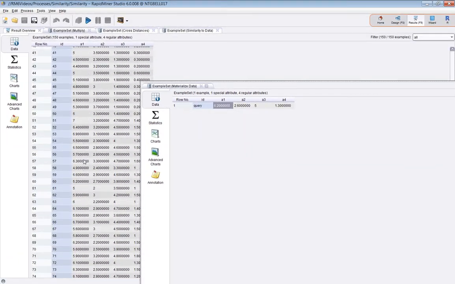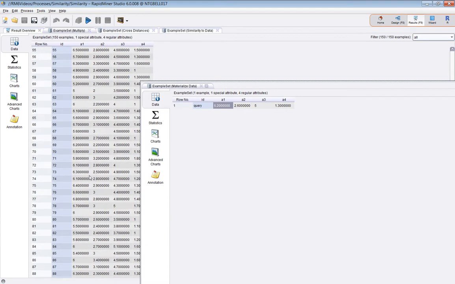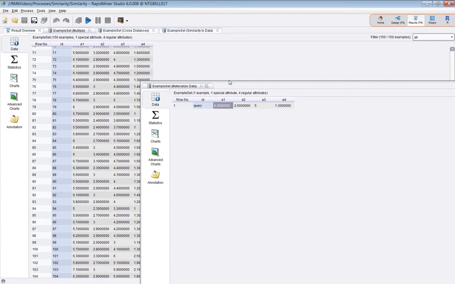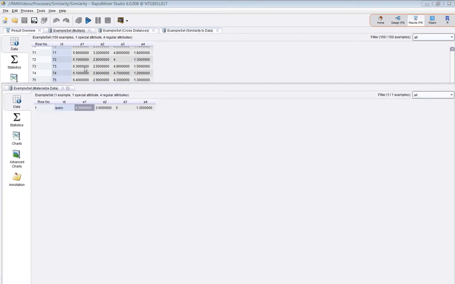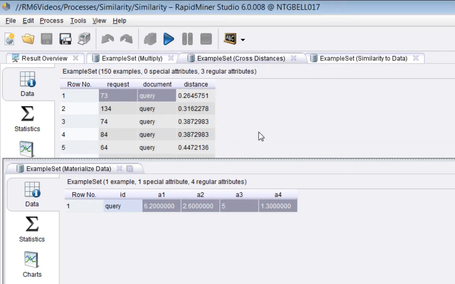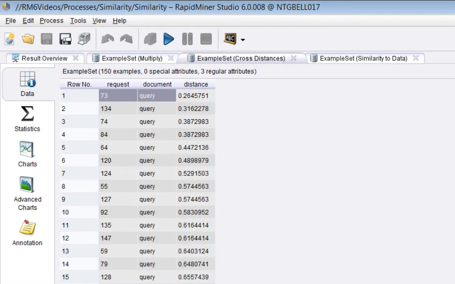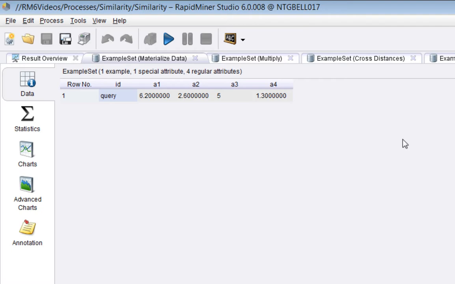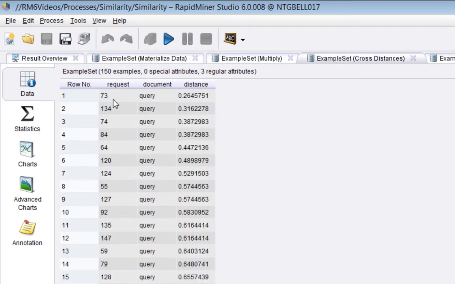If I scroll down to number 73, there it is. And if we move things around suitably, we can convince ourselves that those are quite close. So there's 0.1 difference there. So 0.1 squared plus 0.1 squared plus 0.1 squared plus 0.2 squared, square root, I think, would give you the value 0.264. Okay, so essentially what's happened here is that the cross distances operator has found the closest point, closest example in one example set to examples in another.